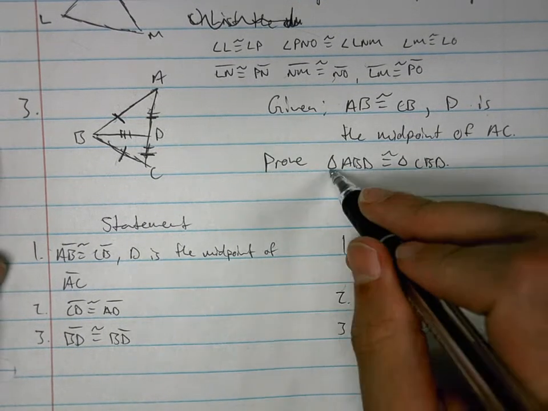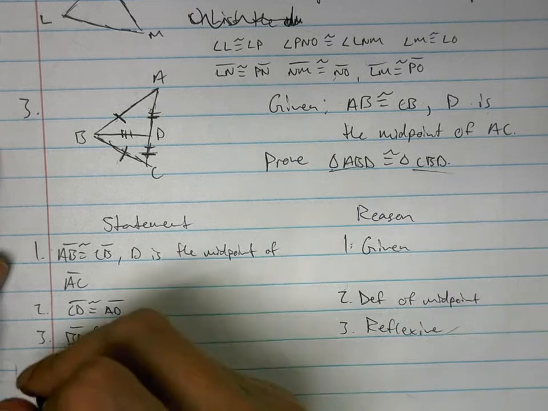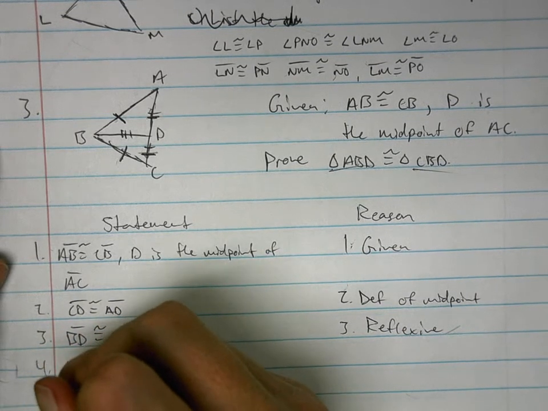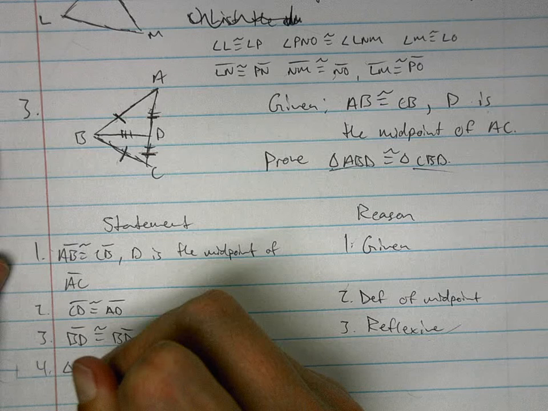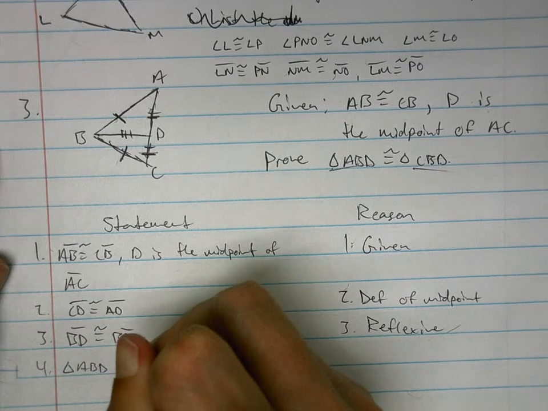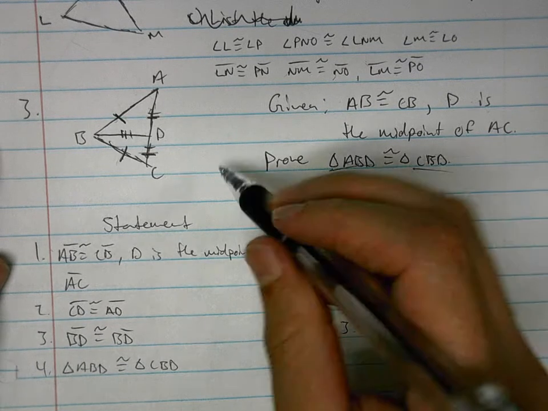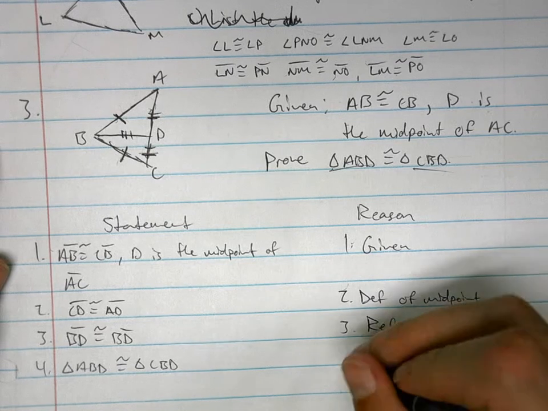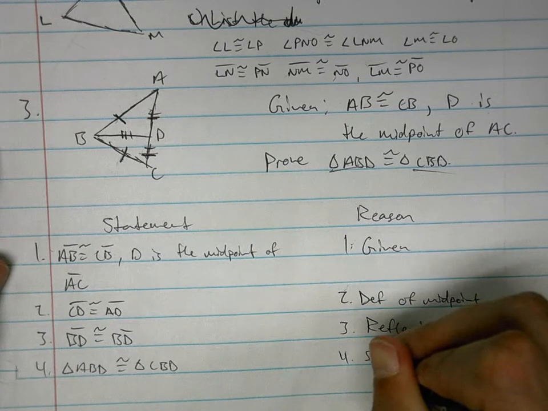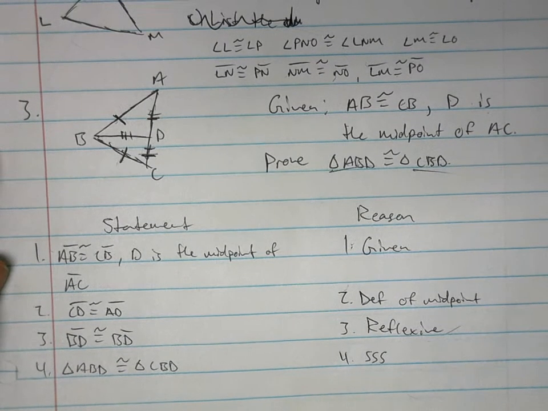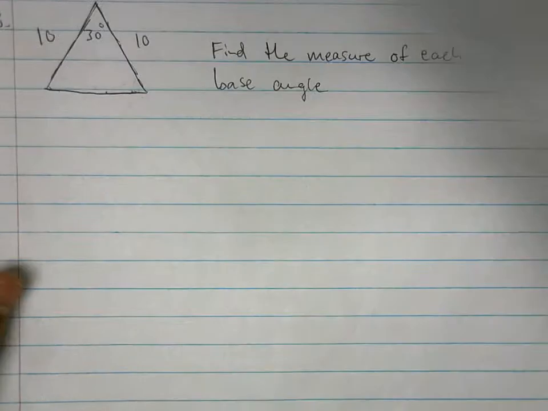And so we're trying to prove that triangles are congruent. So we're going to say that triangle ABD is congruent to triangle CBD. And we have 1, 2, 3 sides. That is the side, side, side theorem. That's group 1.